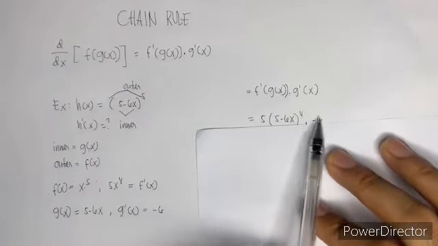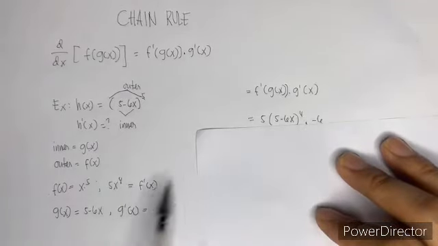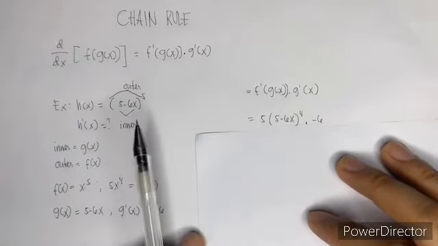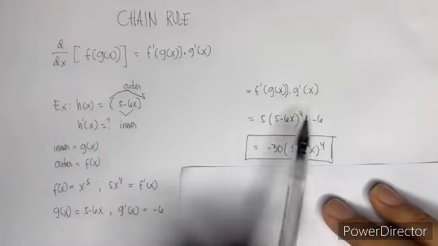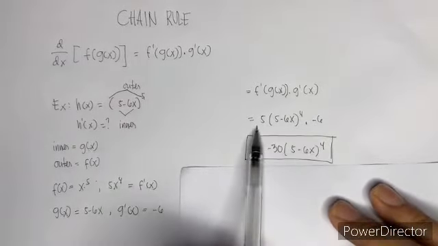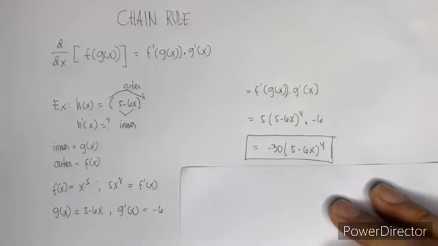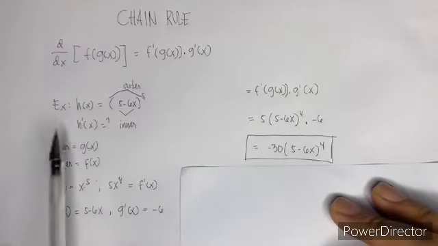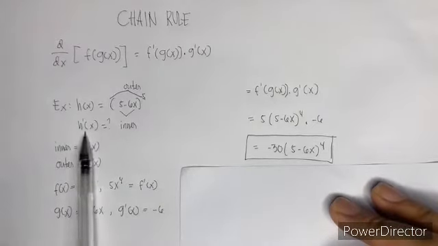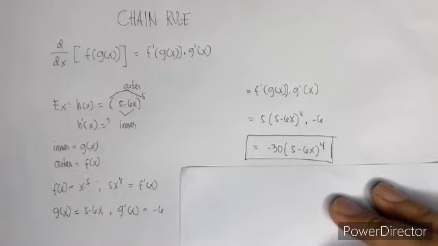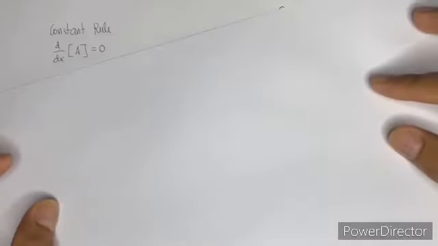Times negative 6, which is our value for g prime. And then, negative 6 times 5 is equals to negative 30 times, copy lang ito. So, ito na ang maging sagot natin kung ano ang value ng h prime natin using the chain rule. So, in general, ito ang gagamitin mo na formula sa bawat rules.